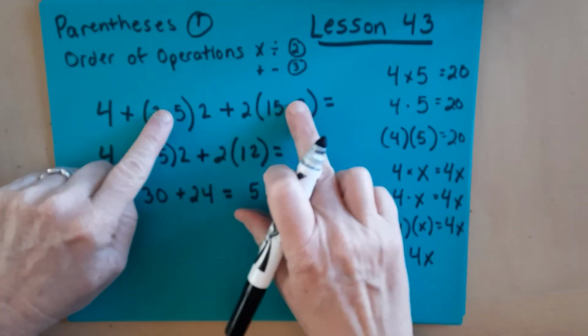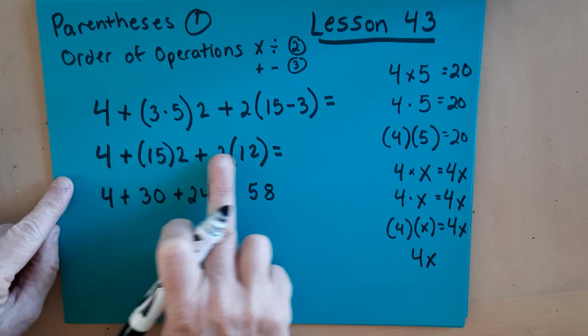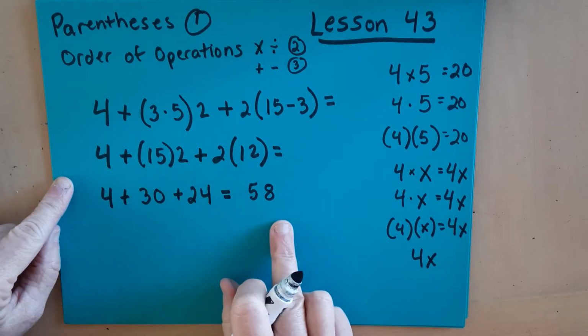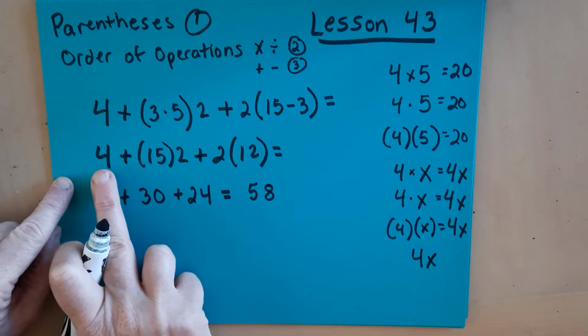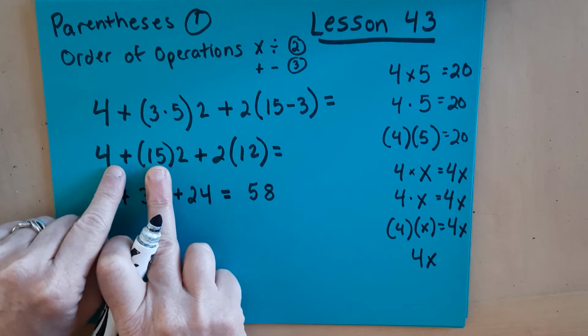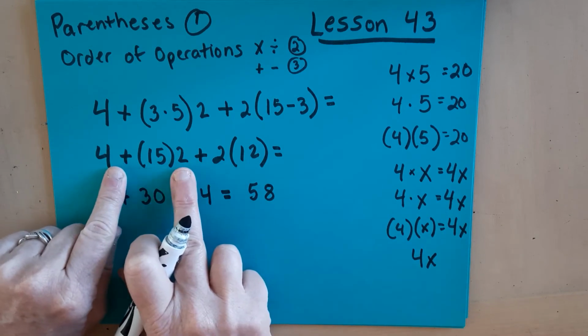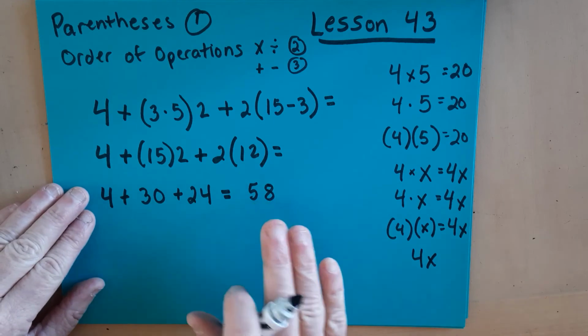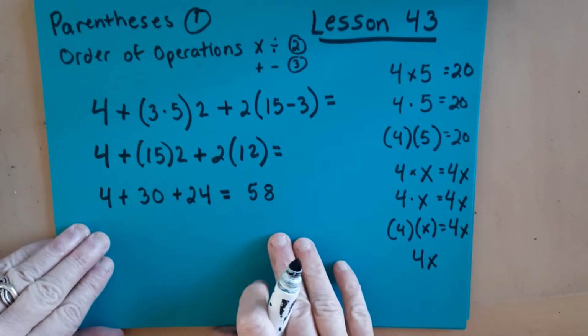You do the parentheses first, and then you go in order and find all the multiplication or division. If you accidentally went 4 plus 15 and got 19 and then multiplied that by 2, you would get a completely different answer and it would not be right. So you have to do the multiplication first.